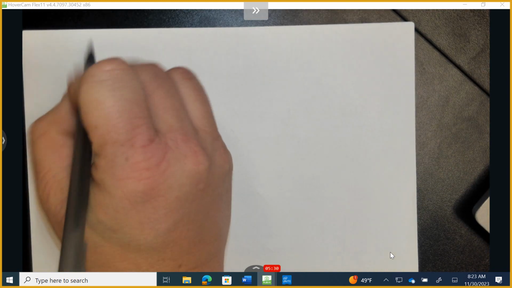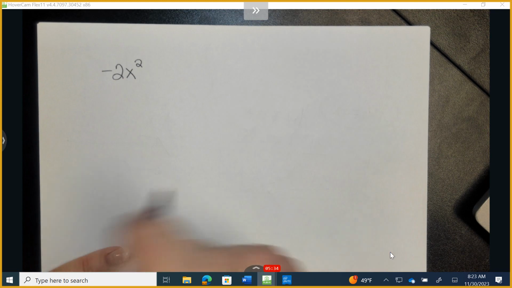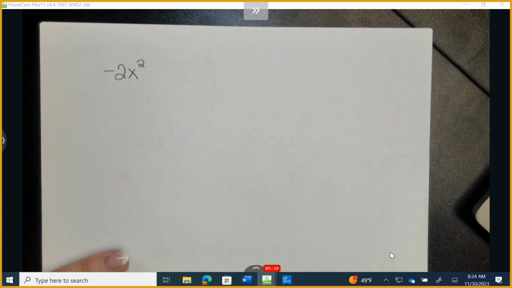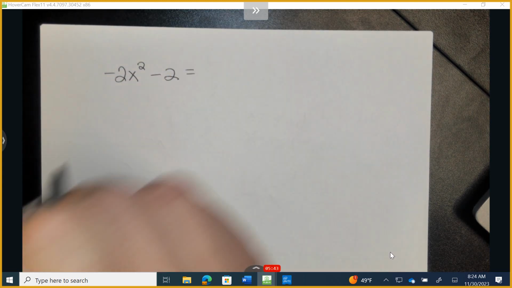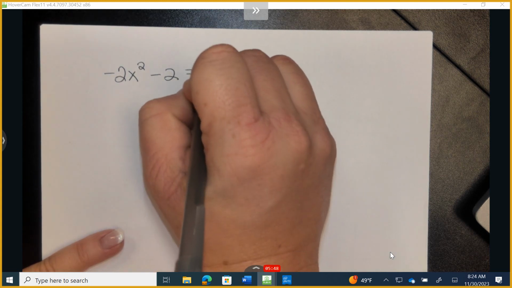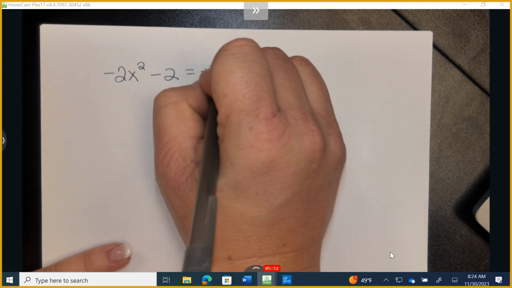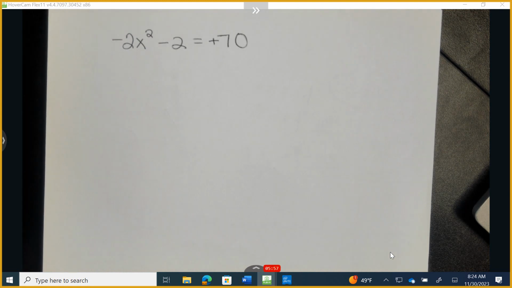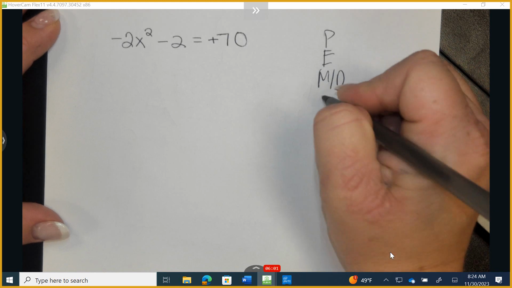Okay, let's start with negative 2x squared minus 2, plus 70. I've got to think how I want to do this here. So I'm going to write this PEMDAS here again. Please excuse my dear Aunt Sally.